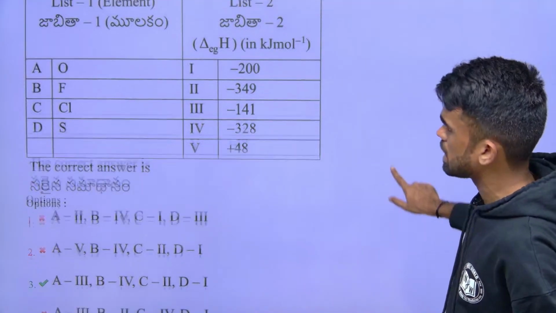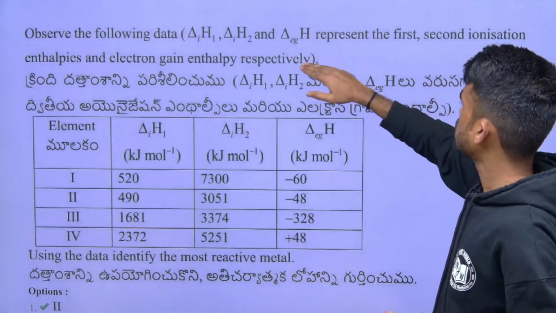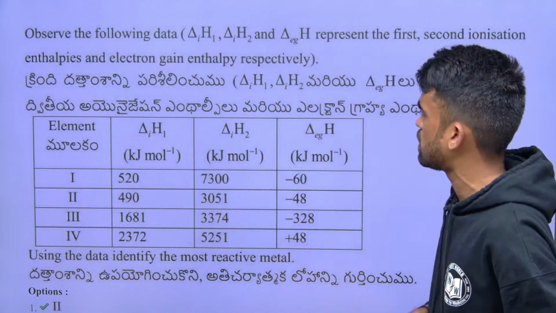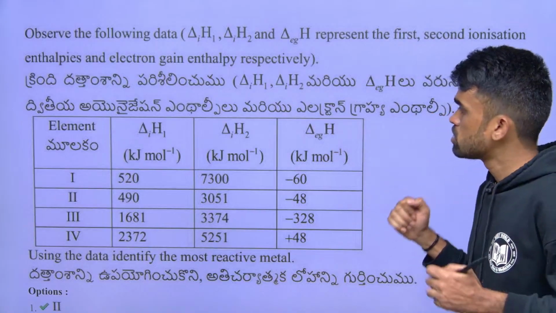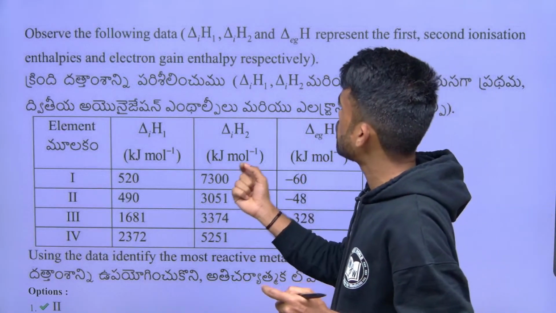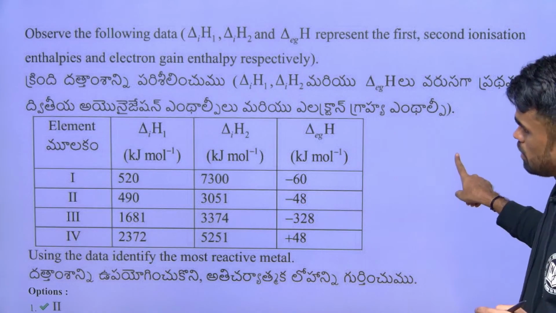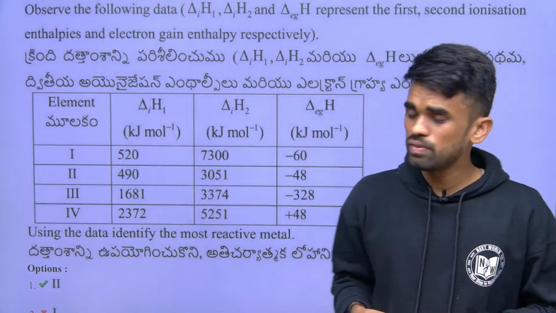Option 3 is correct for this particular question. Next question: the first and second ionization energy values are given, and the electron gain enthalpy is given in the third column. Observe the data and, using it, identify the most reactive metal. So which is more reactive?